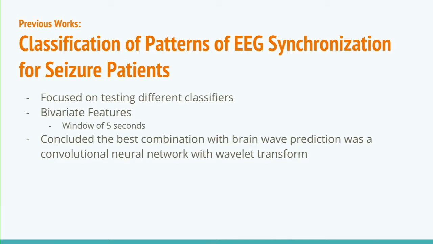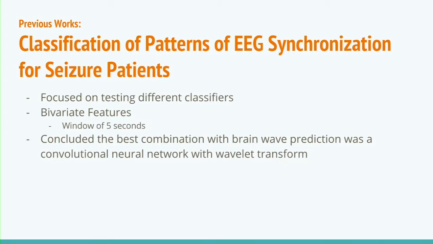Now, this study really stood out to me because they wanted to focus on testing different classifiers. So they took bivariate features in windows of 5 seconds, basically saying this user is having a seizure, or they're not having a seizure. Pretty straightforward. Now, they concluded that the best combination with brainwave prediction was a convolutional neural network with a wavelet transform. So instead of using FFT, they said use wavelet.